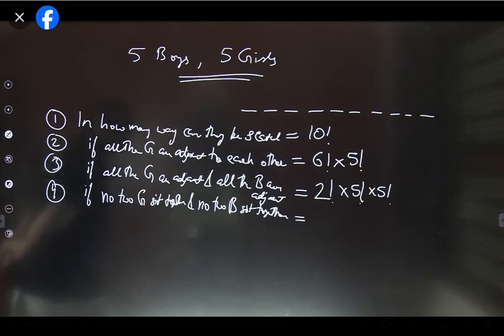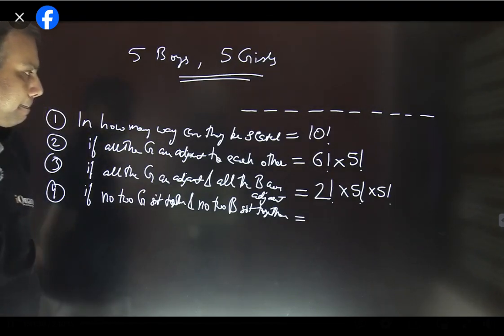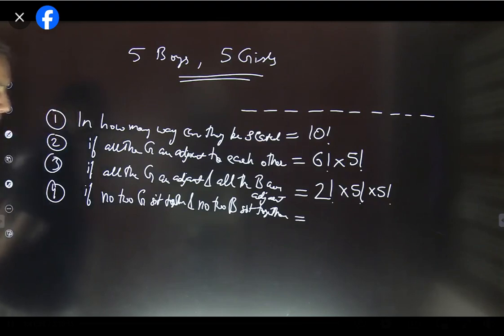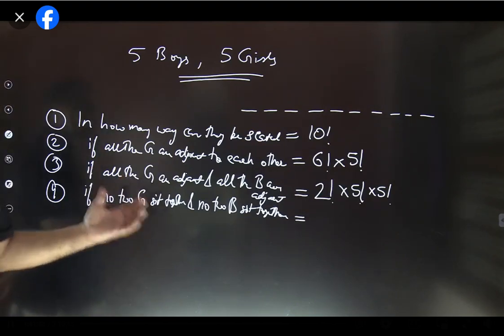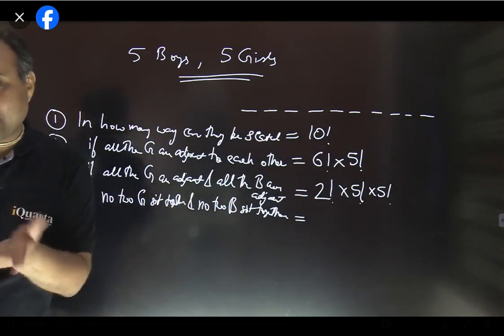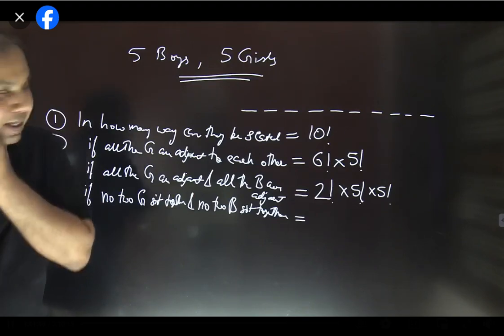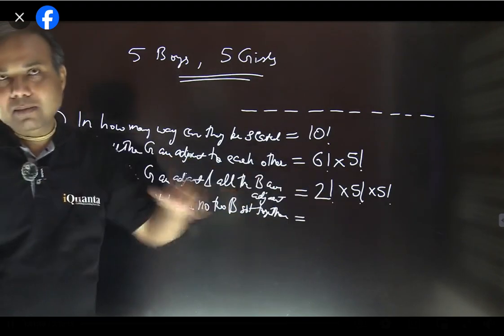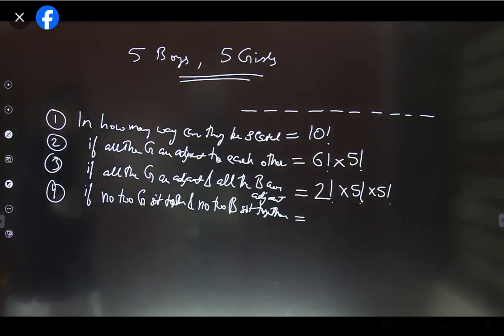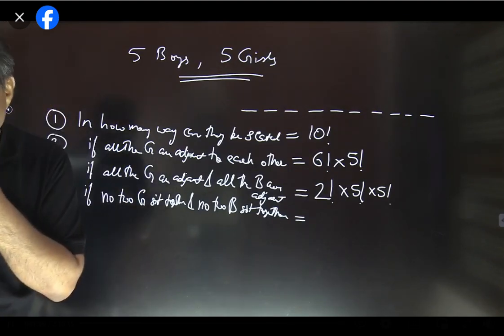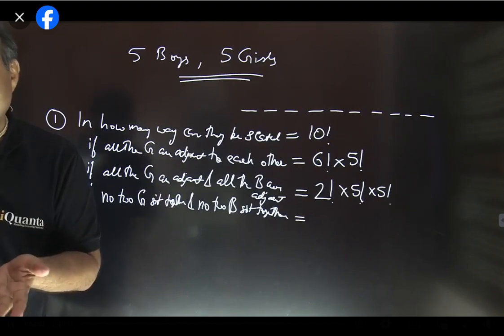Is it 5 factorial into 5 factorial only? See, no 2 girls sit together, no 2 boys sit together. So they are to alternate. Not correct. Previous answer is correct. It is 2 times. Yes, it will be 2 times 5 factorial into 5 factorial. Yes, they need to sit alternately, na?